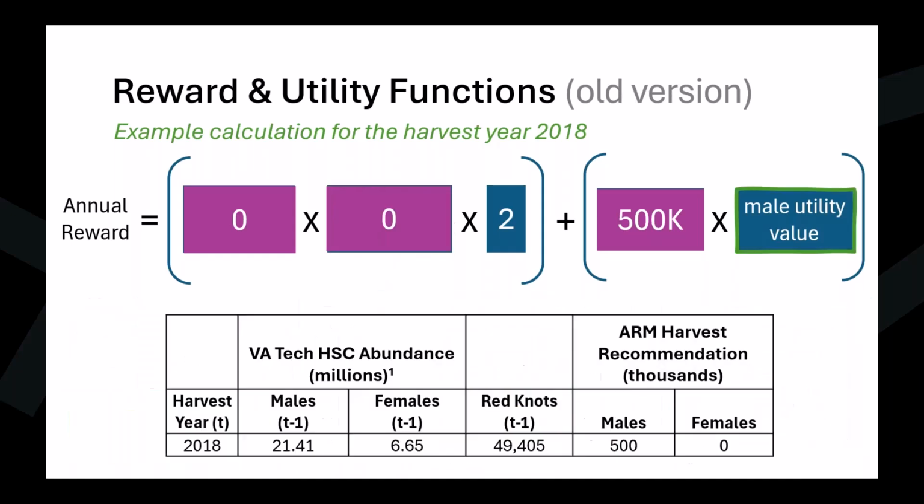So we put that into the equation. And now we can look at the male utilities. And this is an issue of looking at the male abundance compared to the female abundance to estimate that sex ratio in the population.